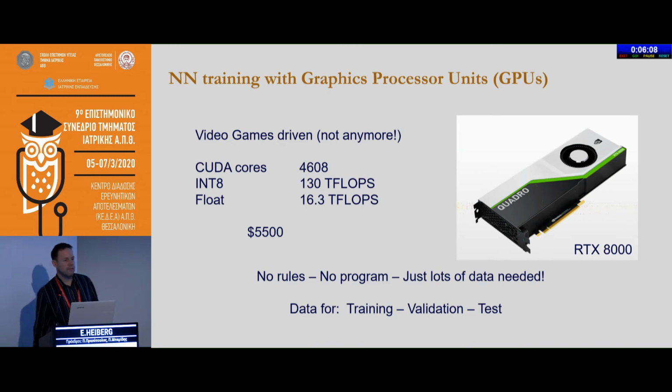And what was really driving this, and what was also the cause of the big explosion of interest in neural networks and deep learning in 2010, was GPUs, graphic cards. So this was driven by the video games at that time. Suddenly the graphic cards were really suited for doing this kind of training, and it was possible to make the networks much deeper. Nowadays, a lot of the graphics cards are not driven by video games anymore, but really just by deep learning. So again, basically no rules, no programming, a lot of data needed.